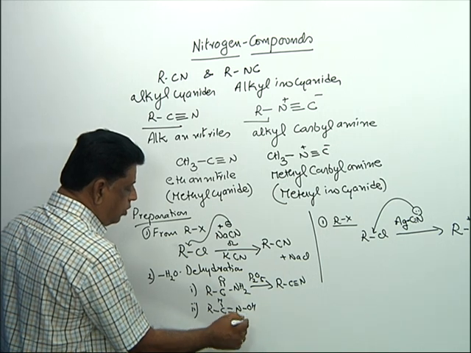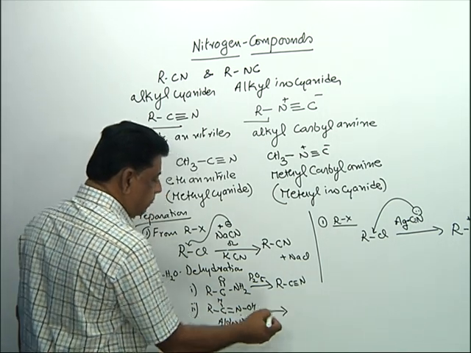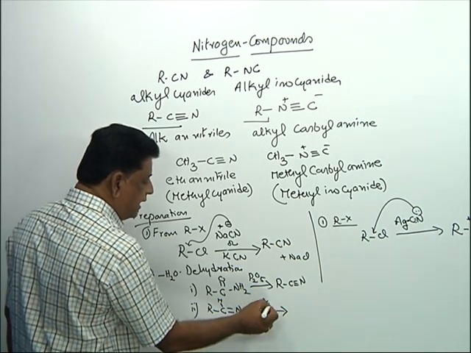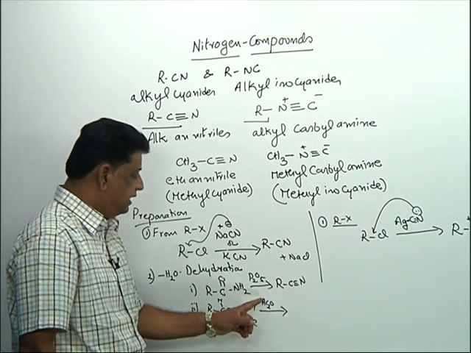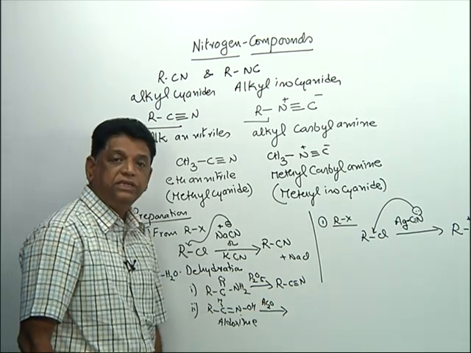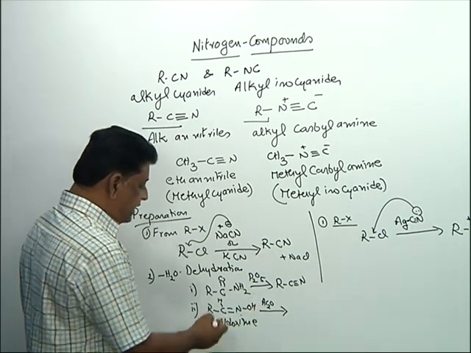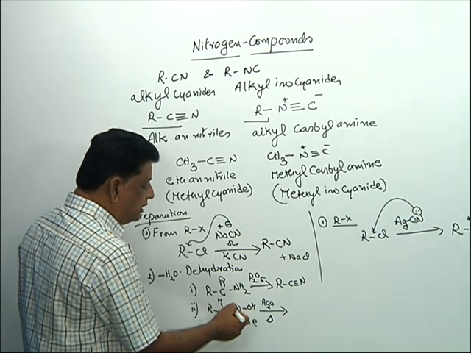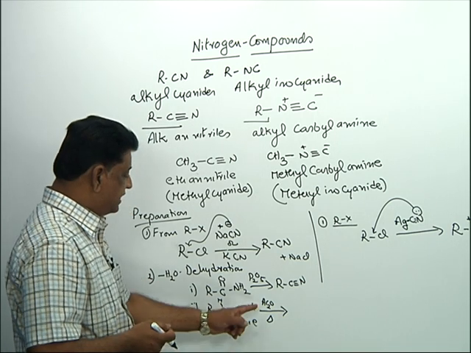Aldoximes undergo dehydration with agents like P2O5 or acetic anhydride. Ac stands for CH3CO, taken twice, and O stands for the acetic anhydride. When acetic anhydride is added and heated, this water, HOH, will go out and join with acetic anhydride, and that becomes acetic acid. 2 moles of acetic acid are formed.